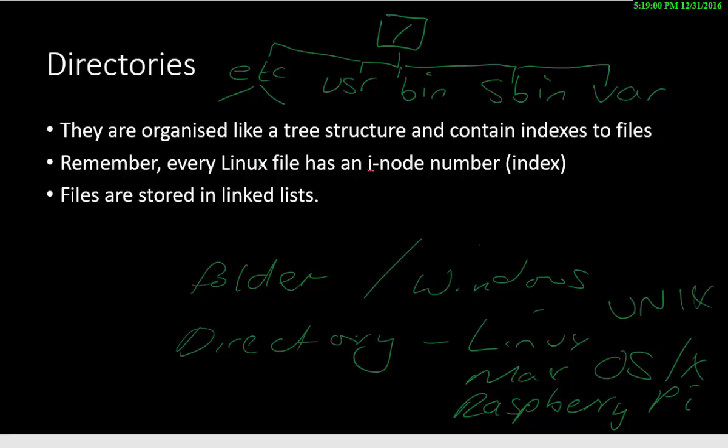So every Linux file system has an inode number. If you haven't actually learnt about this, then you might want to go to my Linux files and directories video and have a little look at this. Directories contain files and the files are stored as linked lists. So it's useful to actually understand all of these different data structures.